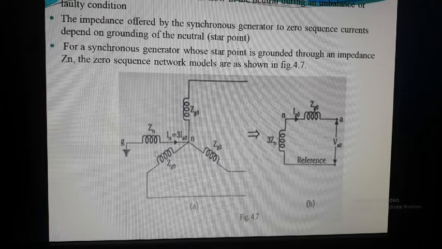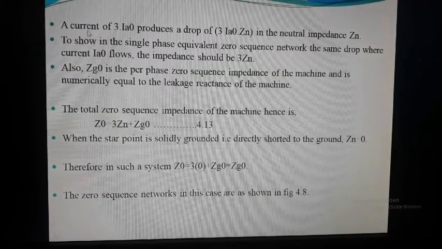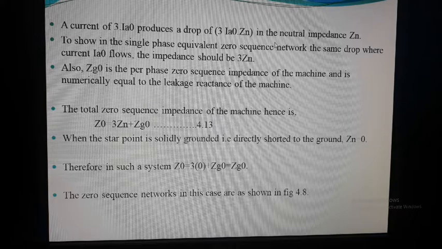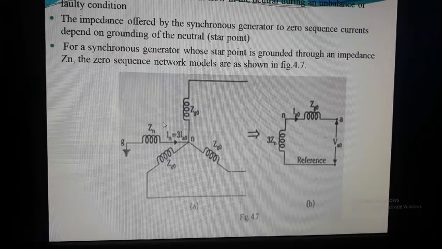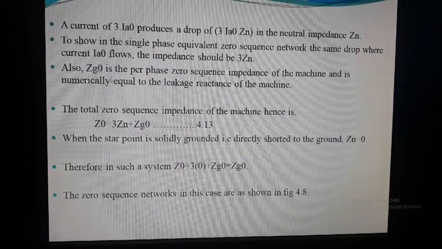The current of 3Ia0 produces a drop of 3Ia0 Zn in the neutral impedance Zn. To show, in the single-phase equivalent zero sequence network, the same drop where current Ia0 flows, the impedance is 3 times Zn. Also, Zg0 is the per-phase zero sequence impedance of the machine. And as I said, the zero sequence impedance is 3Zn + Zg0.